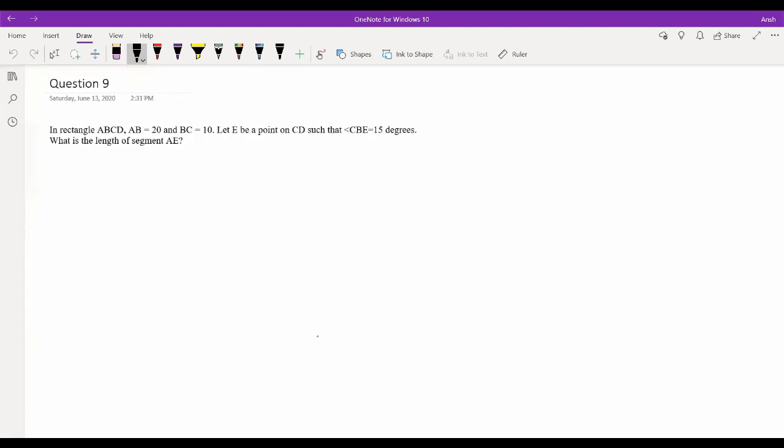All right, so here we have another geometric trig question. So we have a rectangle ABCD. So let's draw those out. We know that AB equals 20 and BC equals 10. So AB is the longer side. So let these be A, B, C, and D. So point E is on CD, such that the angle CBE is 15 degrees.